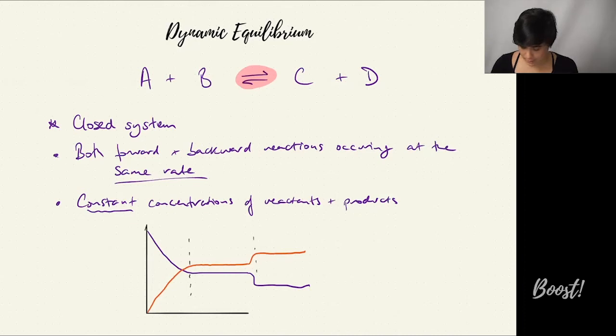And so this second part of the graph is showing what might happen if you change the concentrations and then we re-establish a second equilibrium.